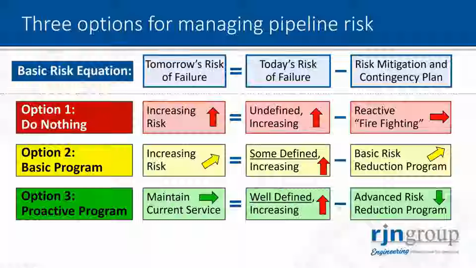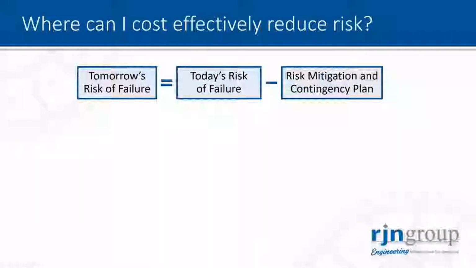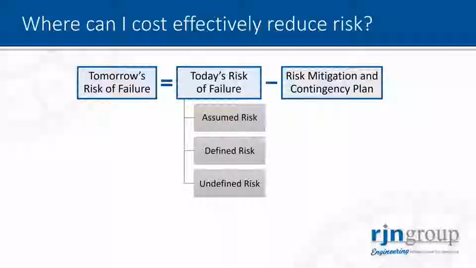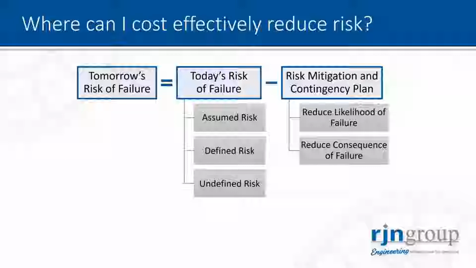So we'll talk a little bit more in detail about how do we define risk and reduce overall pipeline risk of failure. So the first question is, where can I cost effectively reduce my risk? And if we think about today's risk of failure, we can break it up into 3 areas: assumed risk, defined risk, and undefined risk. And we'll dive into that in a second. But I wanted to focus first on the risk mitigation and contingency planning.